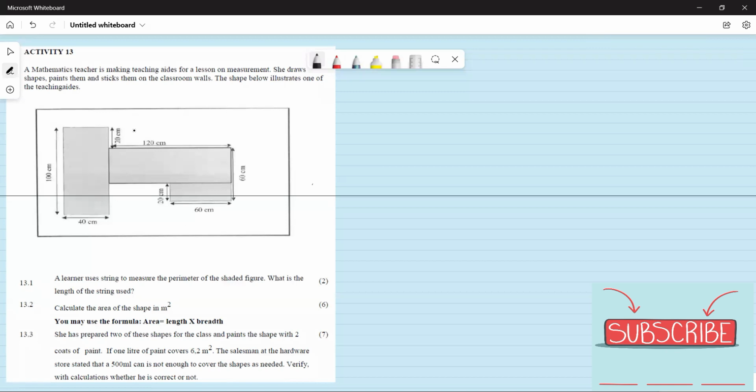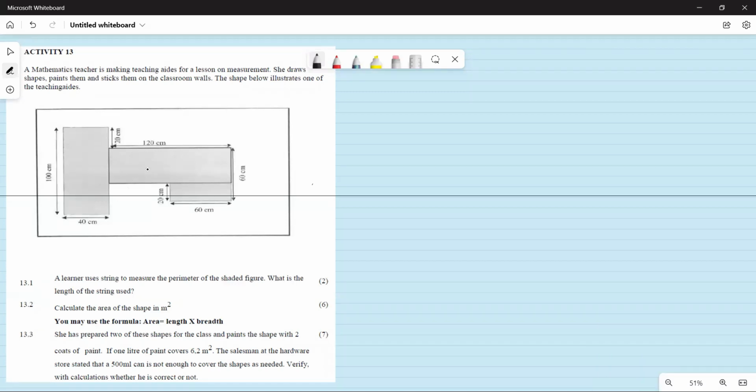So if you look at this shape, it does not have a mathematical name, but it's a combination of shapes, which are rectangles. This shape is a rectangle, this shape is a rectangle, this shape is a rectangle. So let's answer 13.1 first, and then 13.2, and then 13.3.